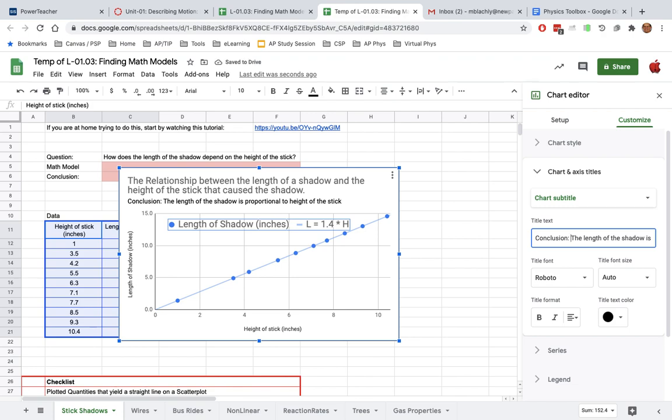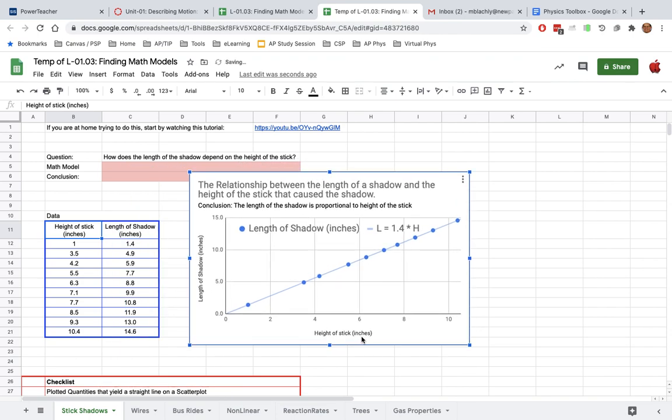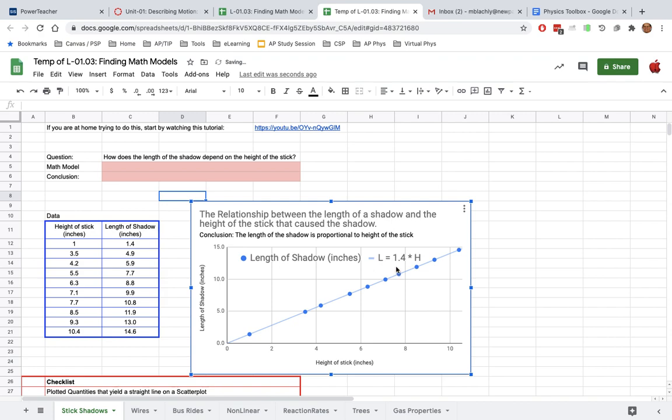So what you've done is you found a mathematical model for the data. I can close my wizard. By the way, because I had the correct labels at the top of my data tables, the labels on my axis are right. Okay, it should say the height of the stick in inches and the length of the shadow in inches. Okay, so we found a math model. We have found an equation which represents the pattern in the data. Okay, so my math model, I'm going to type here in my summary, is L equals 1.4 times H. Math models are equations, so it's got to be an equation.